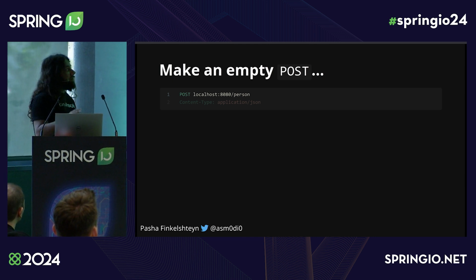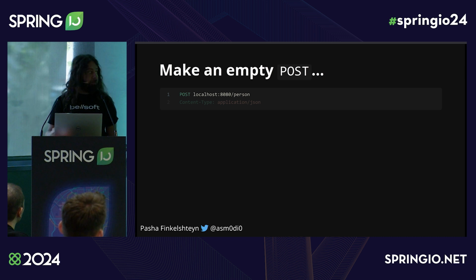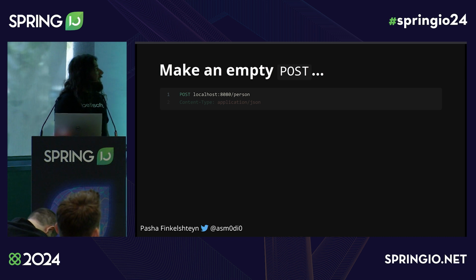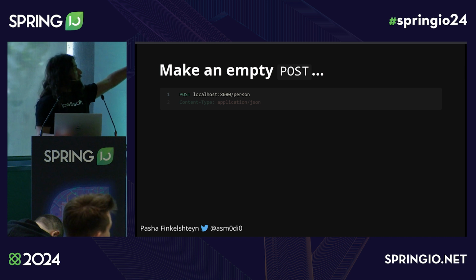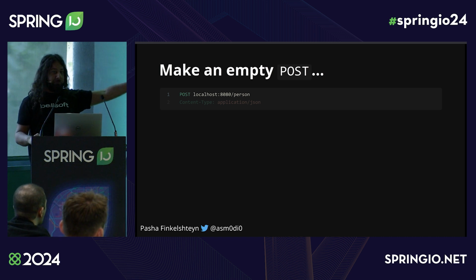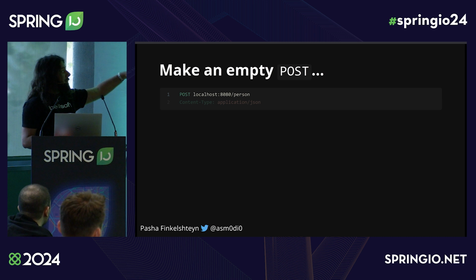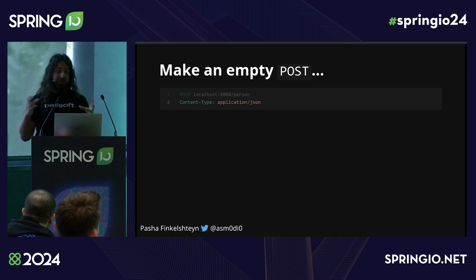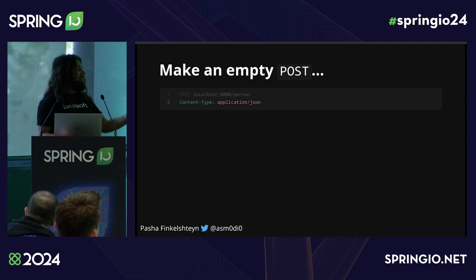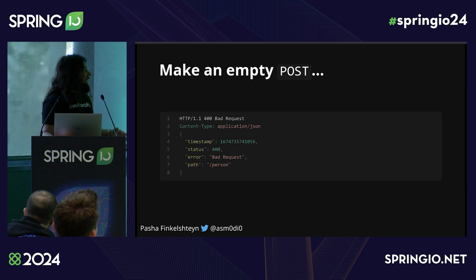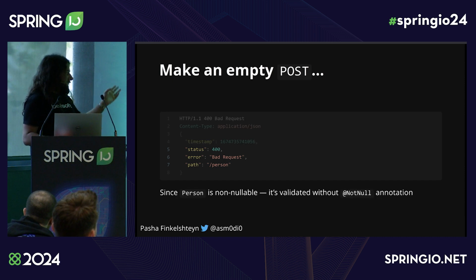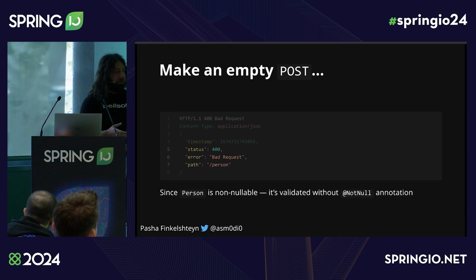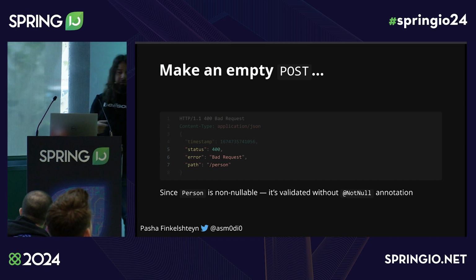Didn't I notice it? So let's test it. Let's test our post on our person, and I just use the IDEA built-in HTTP client to create a post request with an empty body of type application JSON. So I kind of want to check if Spring validates person for me. And the answer is 400 bad request with timestamp and so on. And since person is non-nullable, it is validated without a not null annotation.